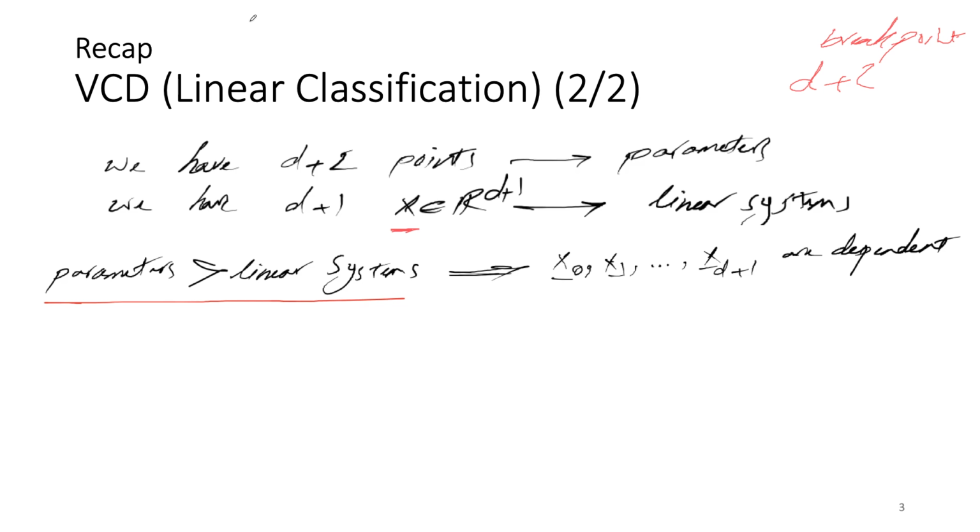Another intuitive example: you have 2x plus 5y plus 3z equals 2, and then you have 4x plus 4y plus 4z equals 5. You have 2 linear systems, 2 lines, and 3 parameters, x, y, and z. Can we solve this? We have 3 parameters, x, y, and z, and we have 2 linear systems here, 2 vectors. Can we solve this?